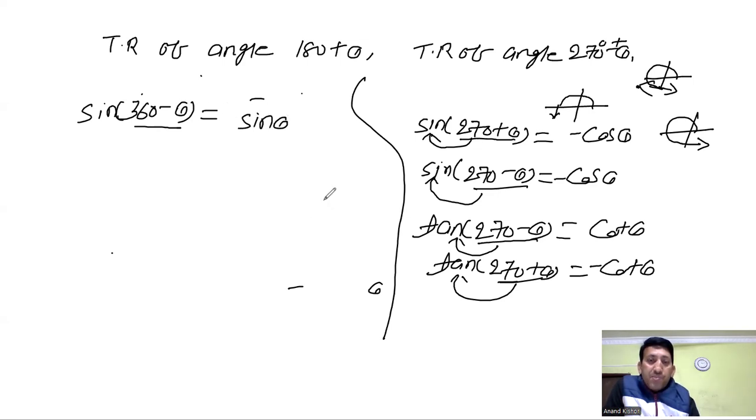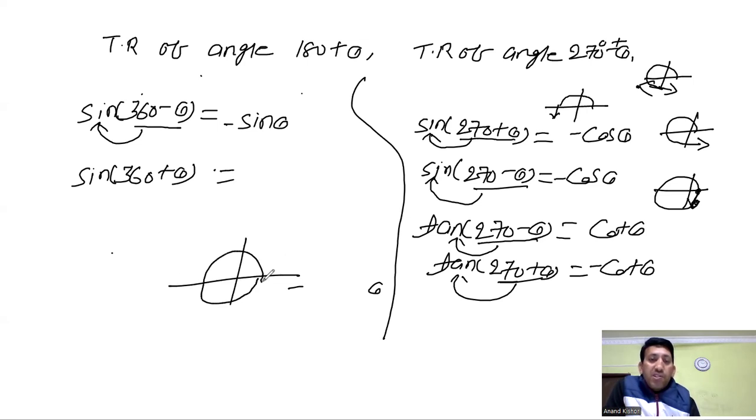And 360 minus theta, what? See here, total 360, 360 minus something is the fourth quadrant. Only cos and sec are positive, the rest negative. So this will remain minus. So sine 360 minus theta is minus sine theta. If I talk about sine 360 plus theta, where does 360 plus theta go? See, this is 360. If I add something, it goes into the first quadrant, and we know in the first quadrant all trigonometric ratios are positive, whatever I add to 360.